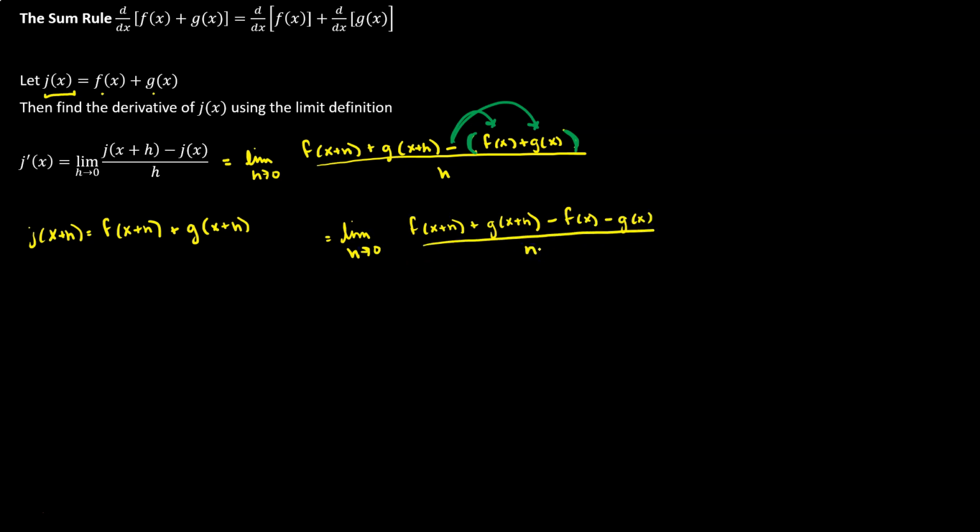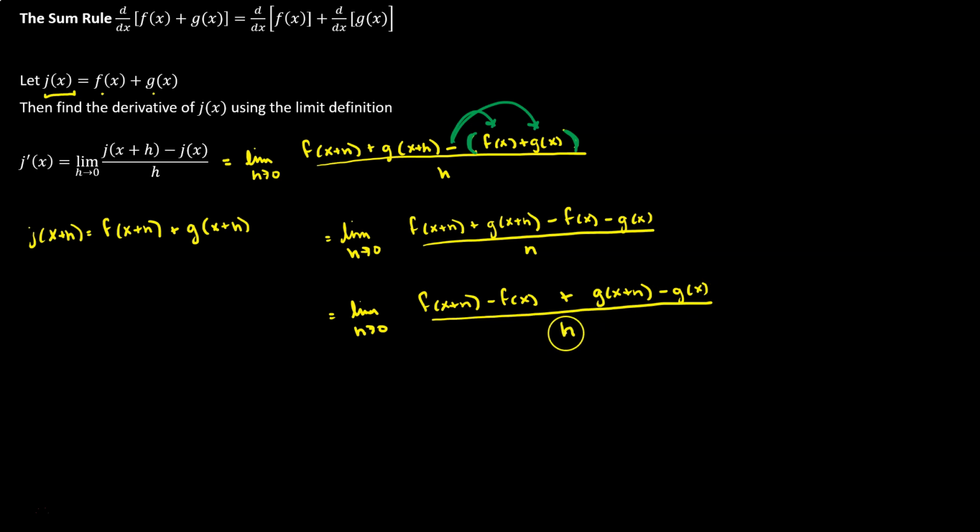Now that I've distributed that subtraction, I can see that I have f with x plus h plugged into it minus f of x in my numerator. They're just not next to each other. So maybe that's our next move, is to move things closer together. I'm going to pair together the f terms and the g terms in my numerator. So now I have f of x plus h minus f of x, and I also have g of x plus h minus g of x in my numerator.